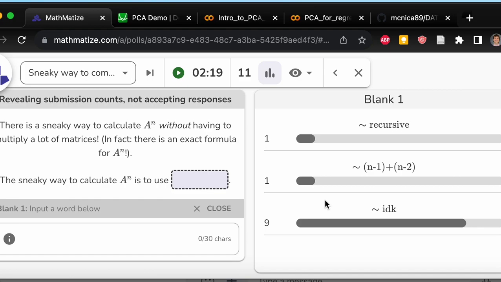9 people said I don't know. 1 person said recursive. One person gave me a formula, n minus 1 plus n minus 2. So I think both recursive and this formula are this idea of you calculate the 999th Fibonacci number and the 998th Fibonacci number, and then you can use those to get the 1000th Fibonacci number, right?